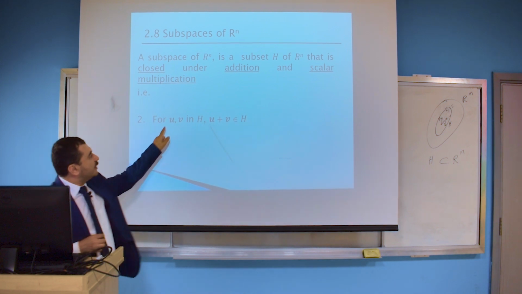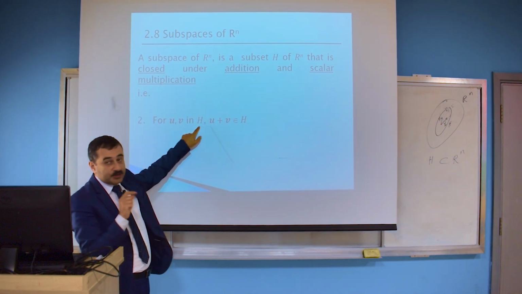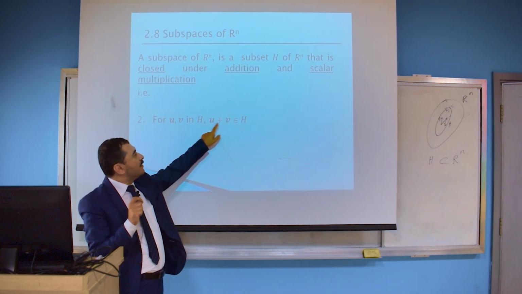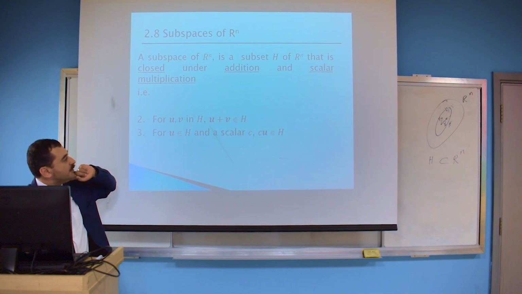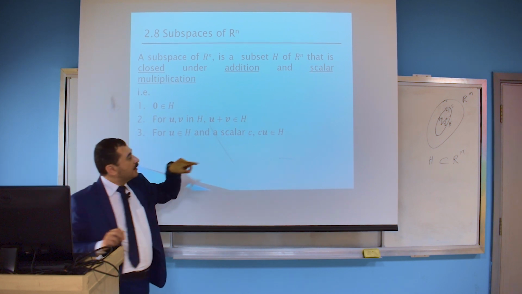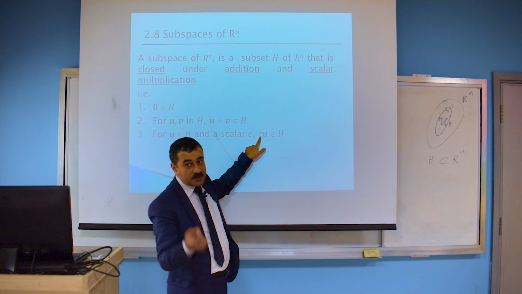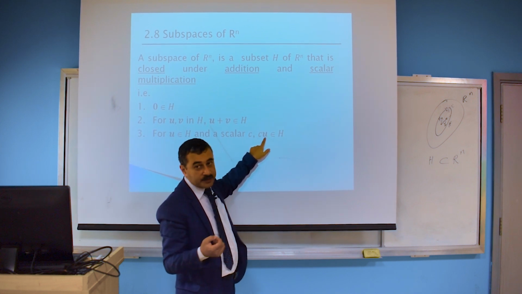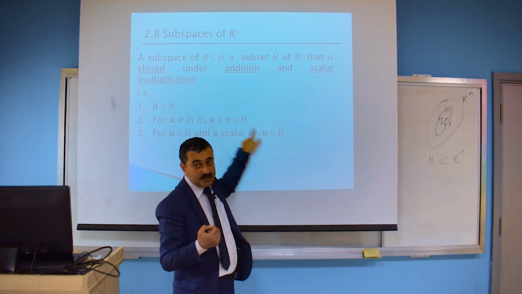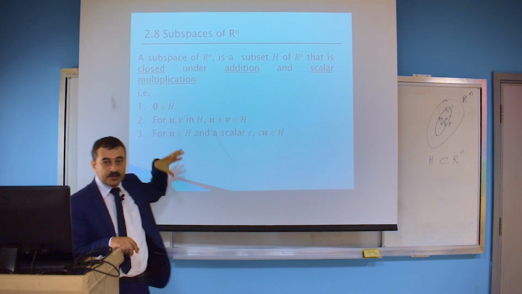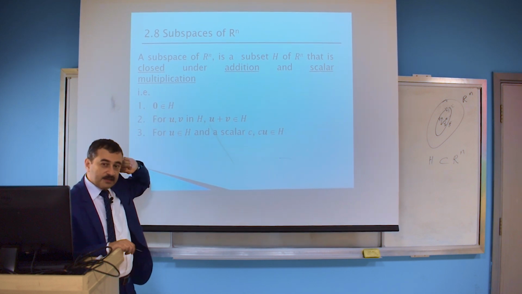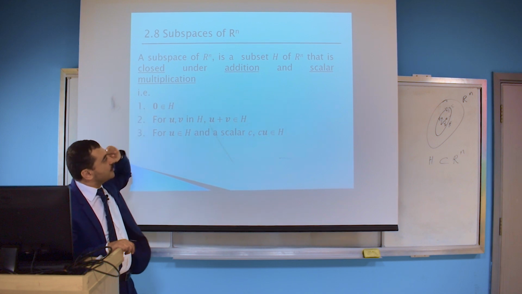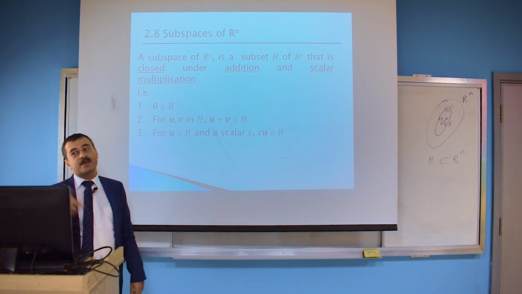So for this condition, take u and v inside H, and you want to guarantee that the sum is inside H. And if you do scalar multiplication, if you put here, for example, c equal to 0, you will get the 0 vector. So the 0 vector must be inside H. Some texts write it as a condition that you have to find the 0 vector inside your subset. And if it satisfies these conditions, we say that the subset is a subspace of Rn.